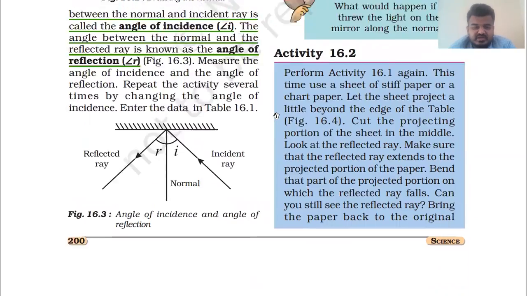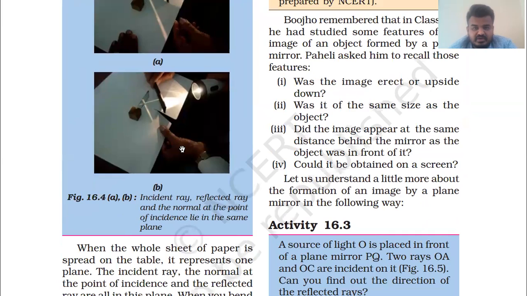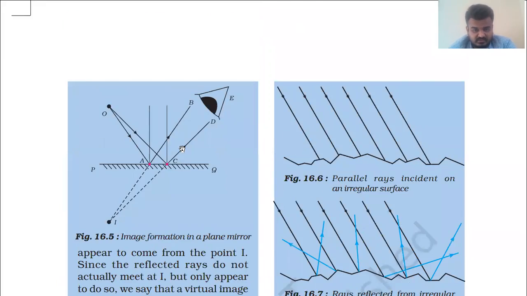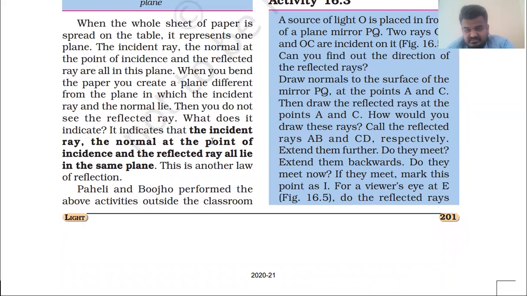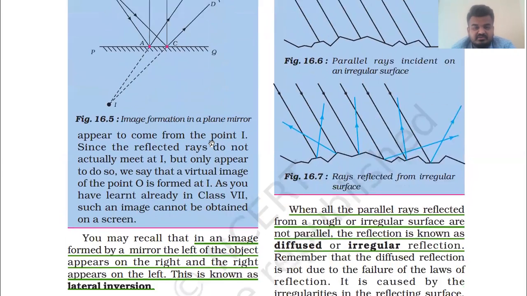So what is the second one? Here you are given the figure, which is very important to you. Here we have discussed the second law, which shows that the incident ray, the normal at the point of incidence, where the incident ray strikes the surface, and the reflected ray, observe here, we are talking about rays, not angles, are all in the same plane. This is our second law.